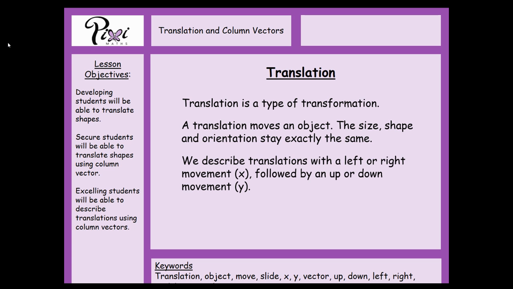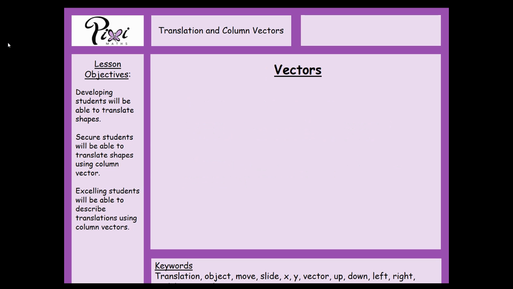Okay, so typically it's a bit like the axes that you have on a grid, where your x-axis is about going left or right, and your y-axis is about going up or down on a grid. Typically, because you're getting a bit more sophisticated now, we want to be able to use a vector, specifically a column vector, to help us describe translations.